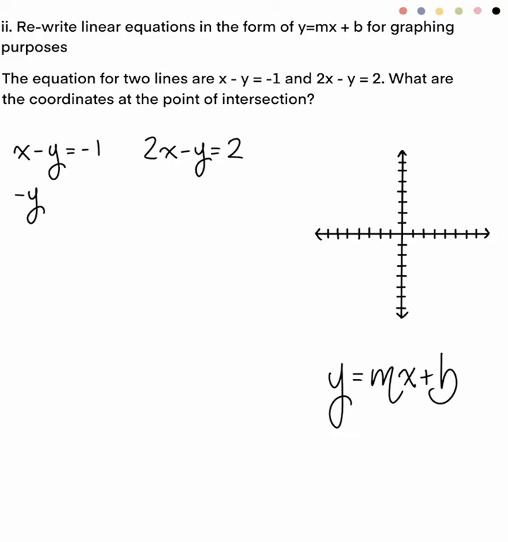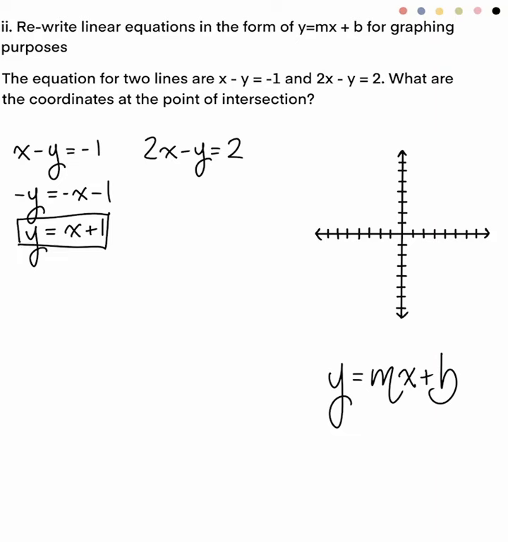So the way that I'm going to do it is -y equals -x minus 1. And then in order to get my y to be a positive value, you can either multiply or divide both sides by -1. So I'm going to just multiply in my head. So that means I'm going to get y equals x plus 1.